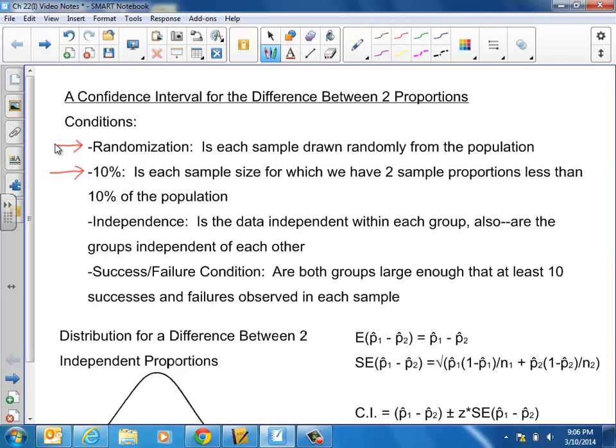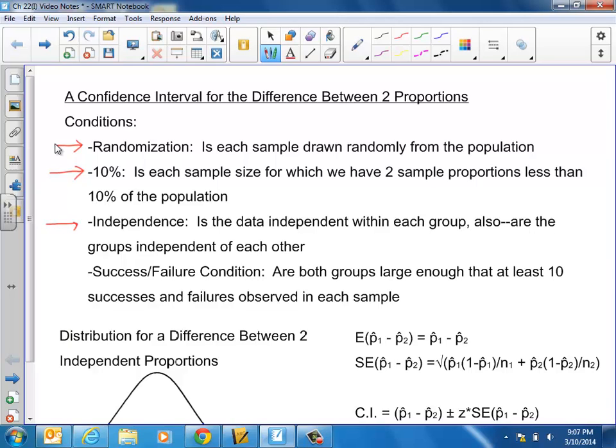First thing. Second thing, the 10% condition. Is each sample, going back to the example I gave you a little while ago with support for Mitt Romney among the boys versus the girls at Yorktown, is the sample of boys that we interviewed less than 10% of all the boys at Yorktown? Similarly, is the sample of girls less than 10% of all the girls at Yorktown? So really the conditions haven't been different so far. You just need to be cognizant of the fact that you're checking twice for these things, for randomization and for 10%.